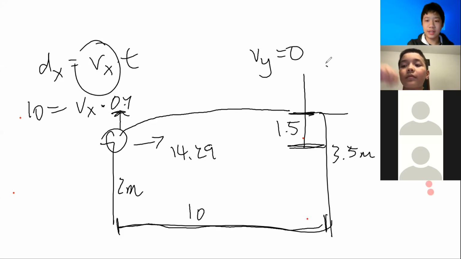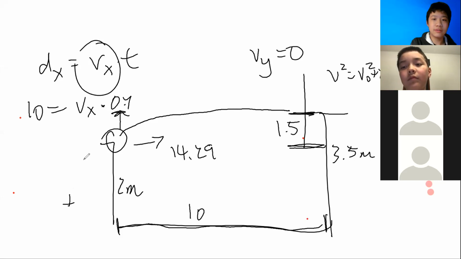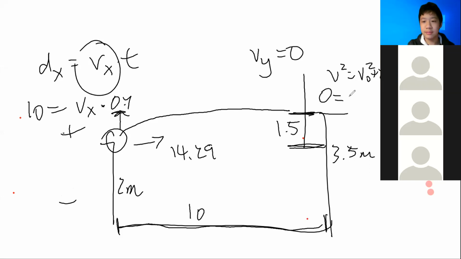Okay, so I can use the formula... I think it's better to use this formula actually. V squared equals V0 squared plus 2AD. If I have positive here, maybe I'll just have negative here, then my final velocity is 0. That equals my Vy squared plus 2 times negative 9.8 times the displacement, 1.5. And so using this, I can solve for Vy.